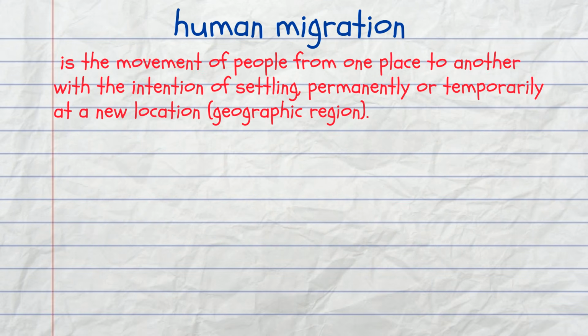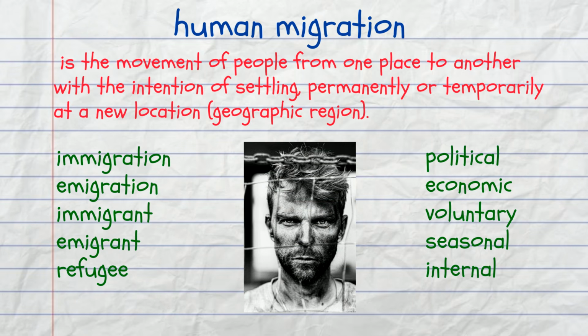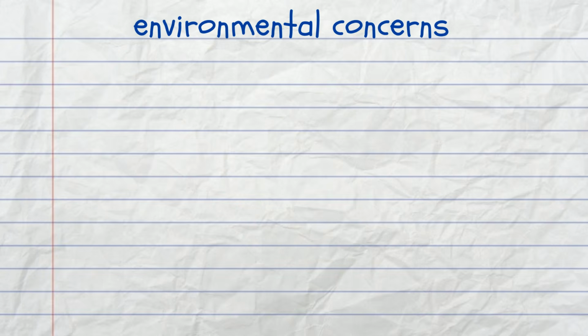When people move from one place to another in order to settle down in a new location permanently or temporarily, it's called migration. Coming to live in a different country is immigration. Leaving a home country is called emigration. A refugee is a person who has fled or escaped from his or her home country for various reasons that could be political, economic, or religious. Migration can be internal when people move within one nation-state, voluntary, forced, or seasonal.